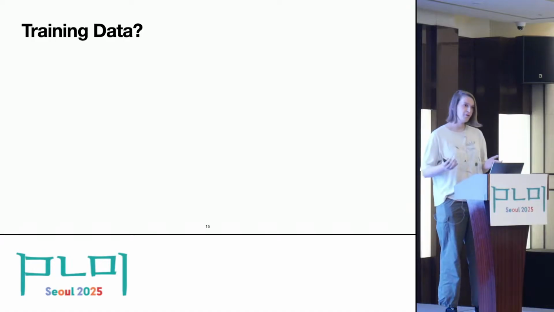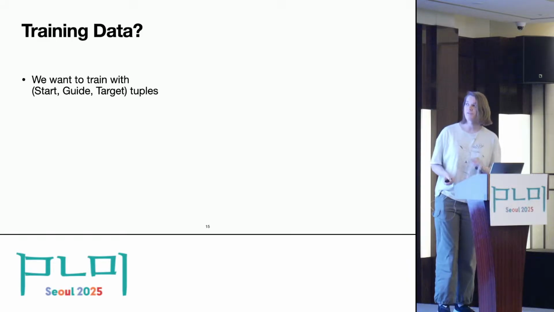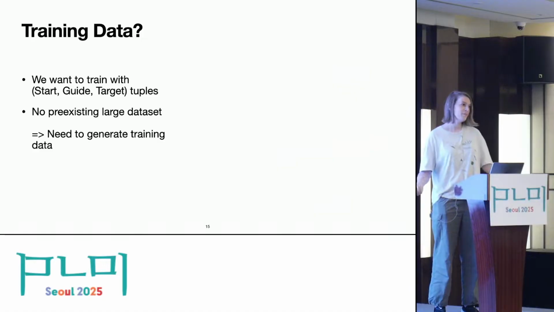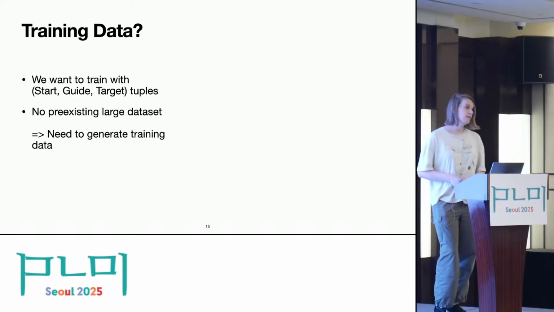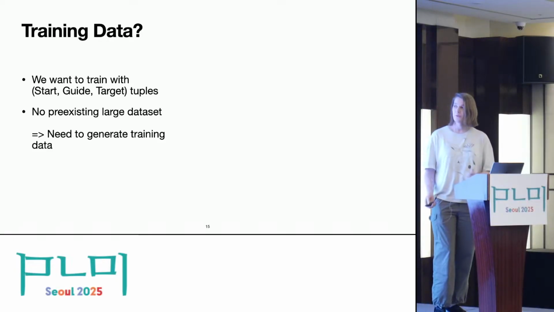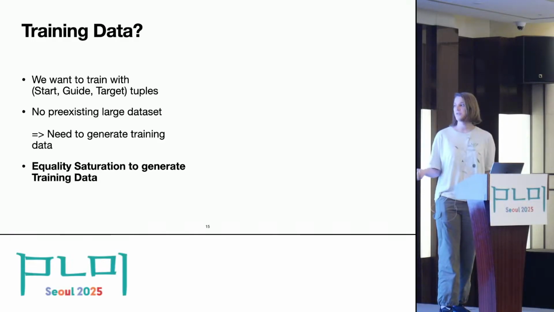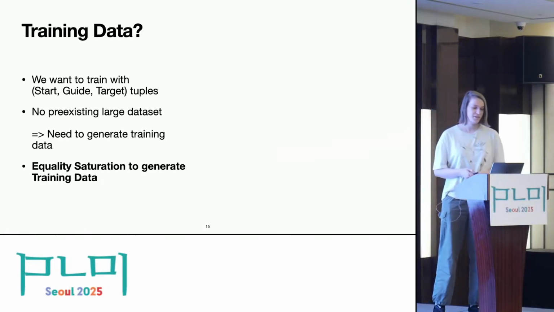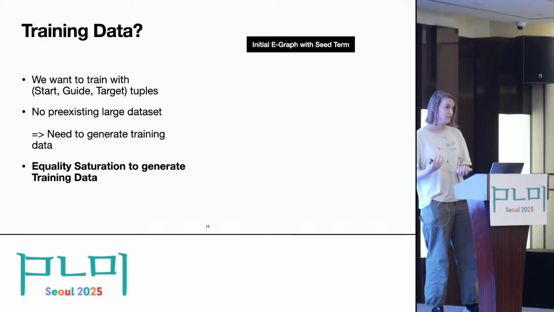So now that we have a model, we also need training data to feed this whole thing and even train it. So we want these triples of start, guide, and target, but there's no large pre-existing data set for most problems we want to tackle. We're dealing with languages that have very, very few users, so we need to generate the training data ourselves. And here we can use equality saturation to generate training data for later use in equality saturation, which I think is nice. So we seed an e-graph with an initial term from the language.